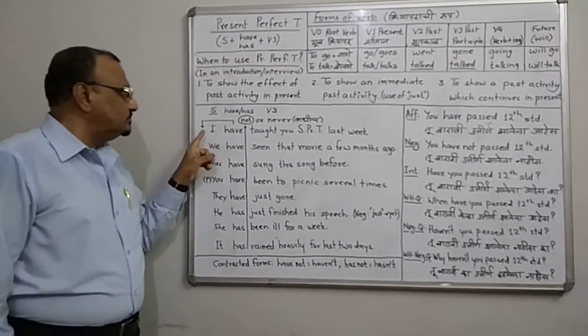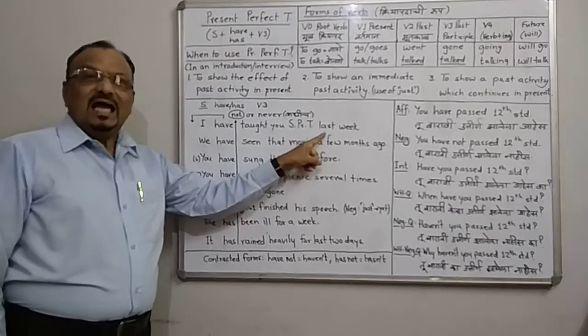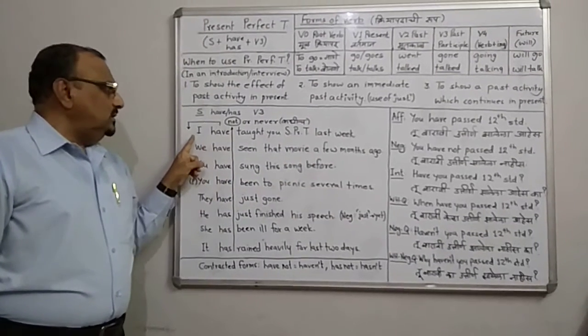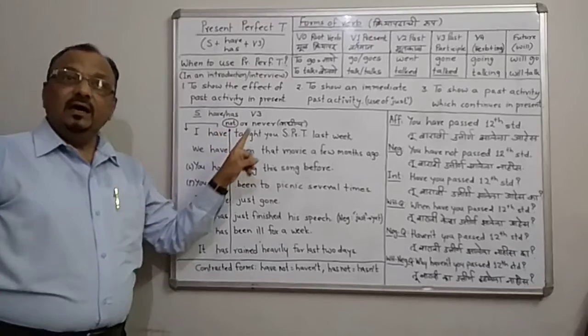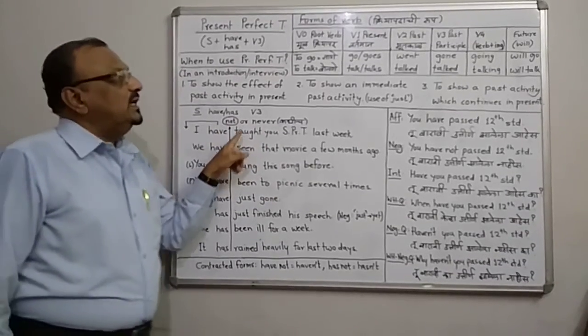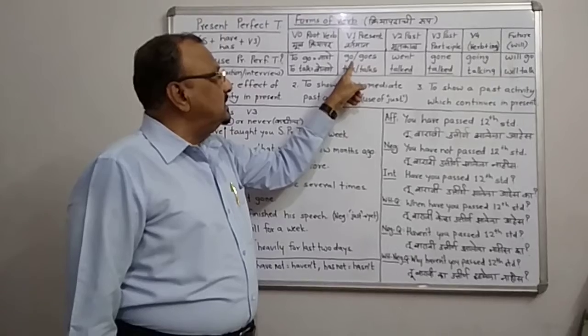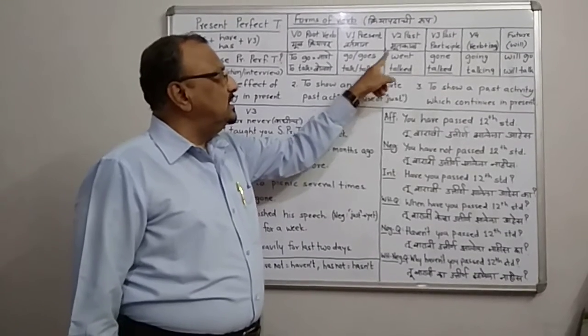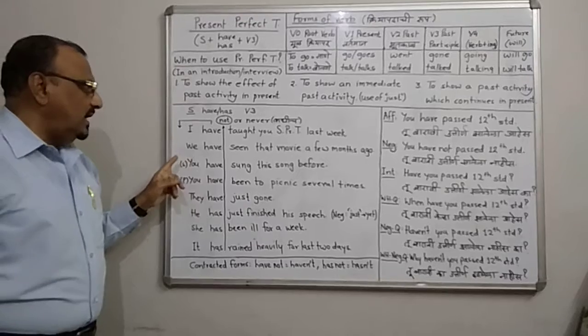For example, I have taught you simple present tense last week. What is this taught form? It is V3 form. To teach, teaches, taught and taught. Okay.